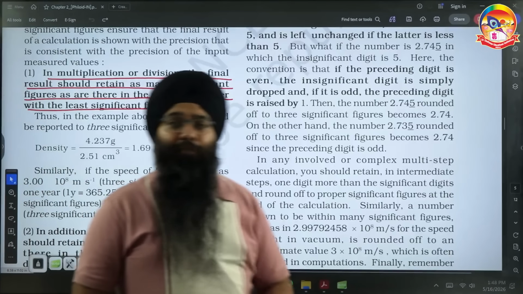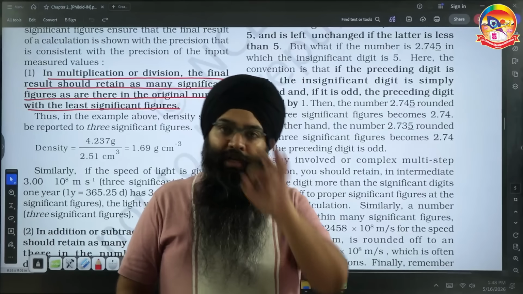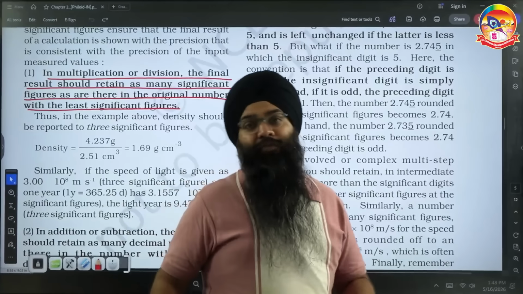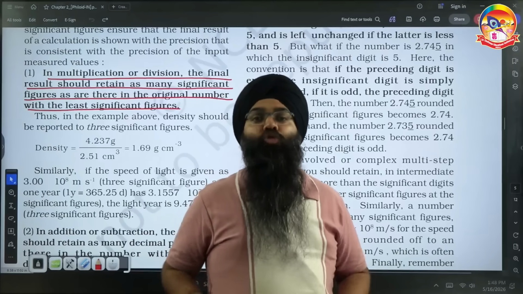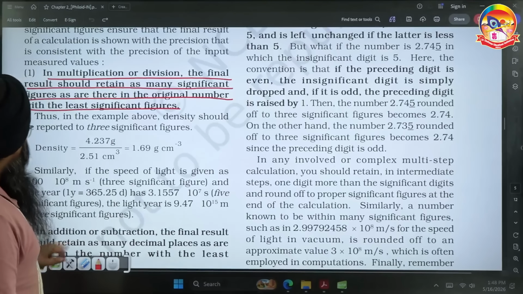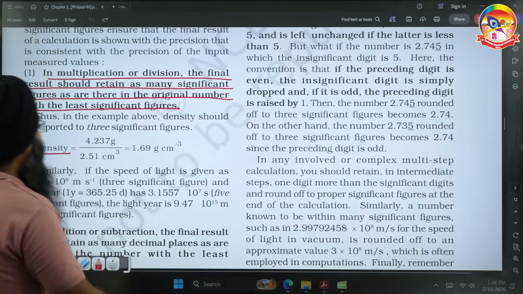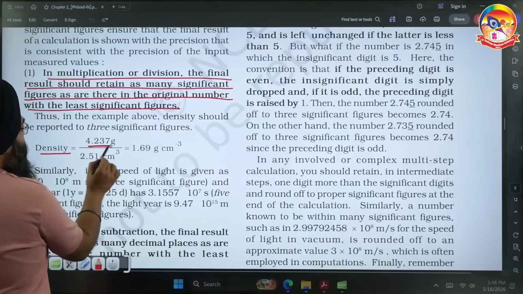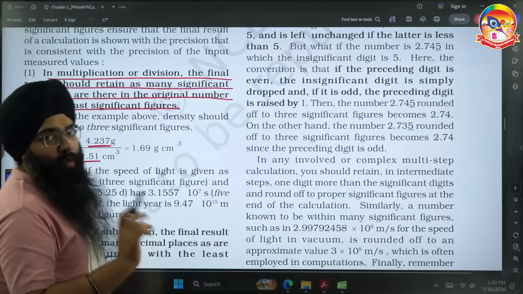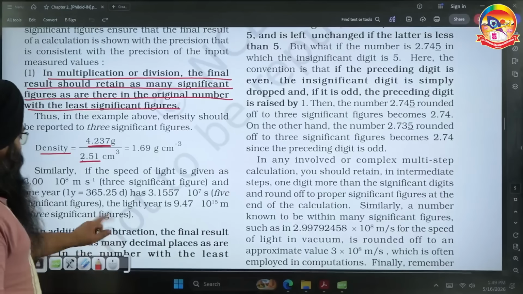If you are multiplying or dividing two quantities, and let us suppose one quantity has 3 significant figures and the other quantity has 4 significant figures, then in the final result how many significant figures should be there? 3 should be there. That means you have to retain the minimum number of significant figures when you are doing multiplication or division. They have also given one example. Suppose you want to find the density of a body and you are dividing these two terms. This has 4 significant figures. This has 3 significant figures. So the final result has to come as 3 significant figures only. You cannot take 4 significant figures into your calculation. So this was the first rule.